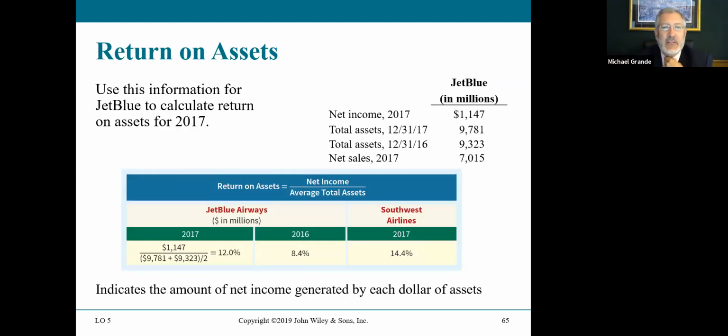So here's the first calculation, return on assets, which is net income divided by average total assets. So the net income number has to be provided to you, and then what? Average total assets, beginning balance plus ending balance divided by 2. So you can see here return on assets for JetBlue Airlines in 2017 was 12%, up from 2016 at 8.4%. But you can see Southwest Airlines has a much better return on assets than JetBlue.